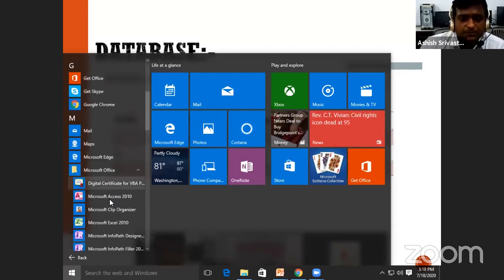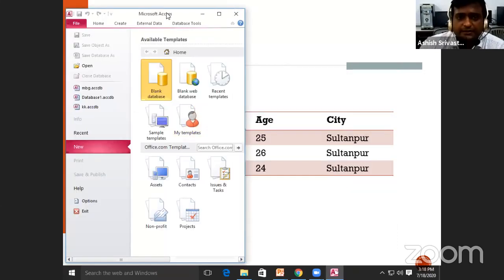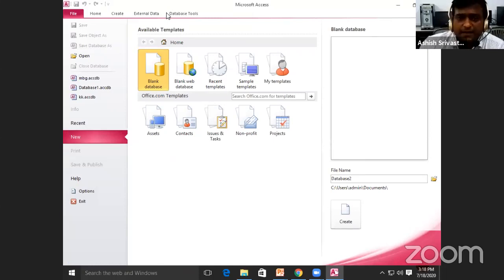In MS Office group, there are various type of software just like Word, Excel, PowerPoint. In the same manner, MS Access is also related to MS Office group, and which is actually used for creating database.